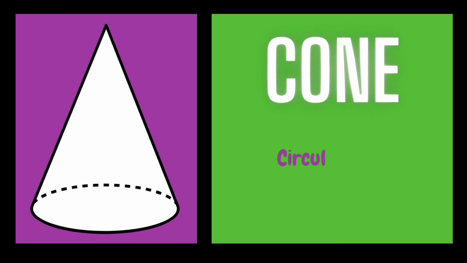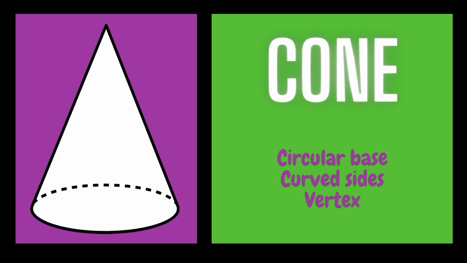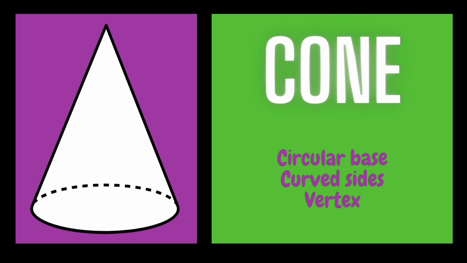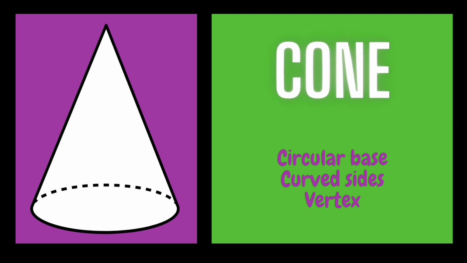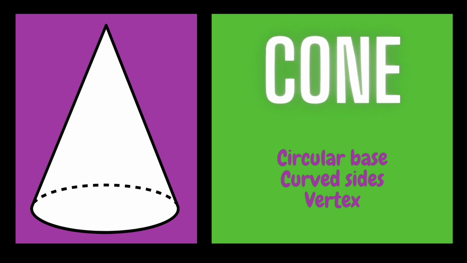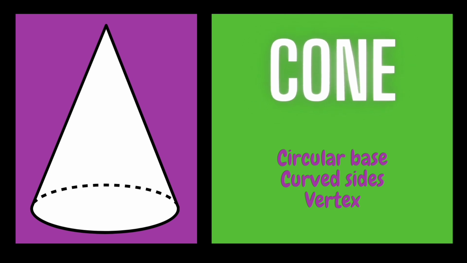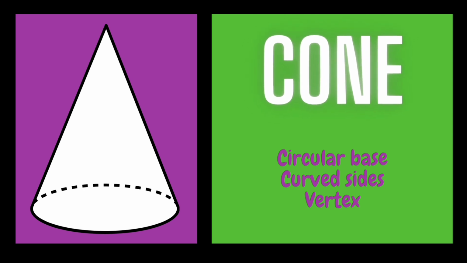The second shape we have here is a cone. Can you say cone? Excellent. A cone has a circular base, curved sides, and a vertex. A vertex is the highest point.